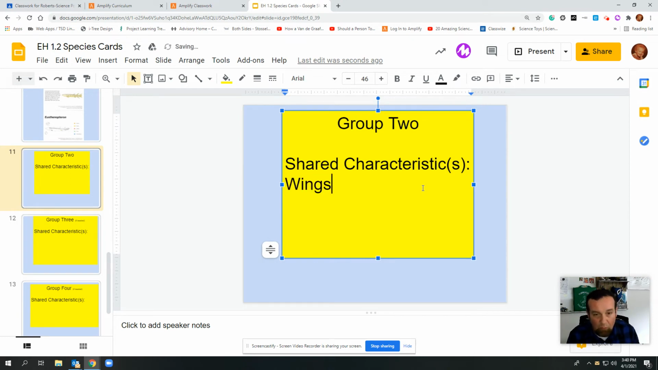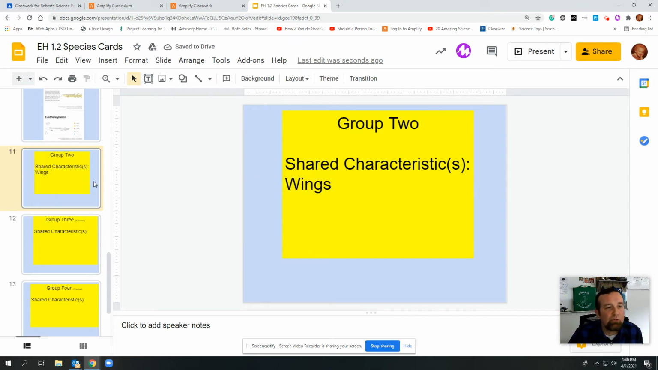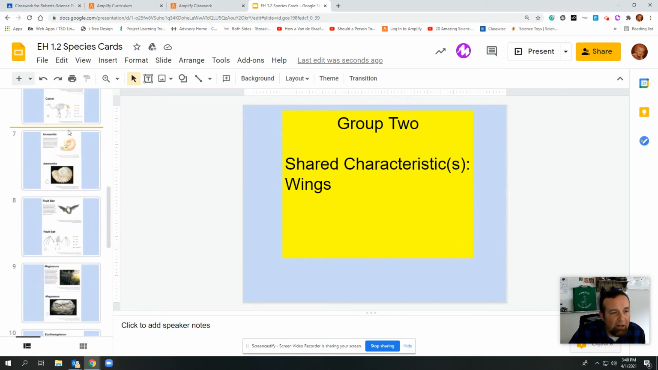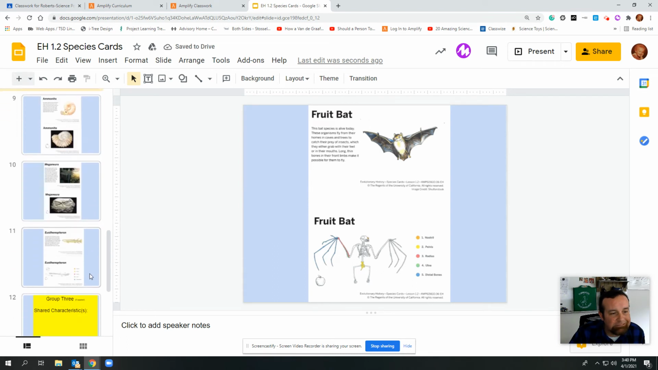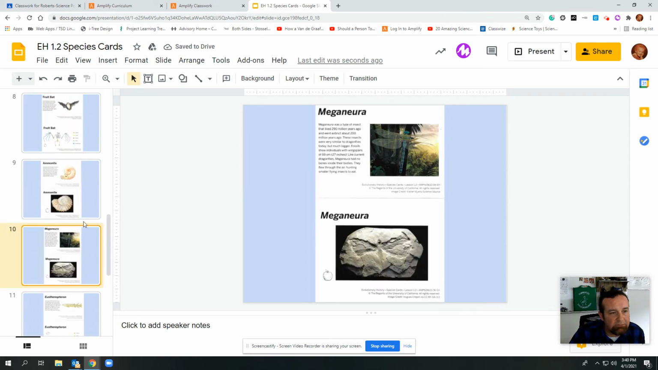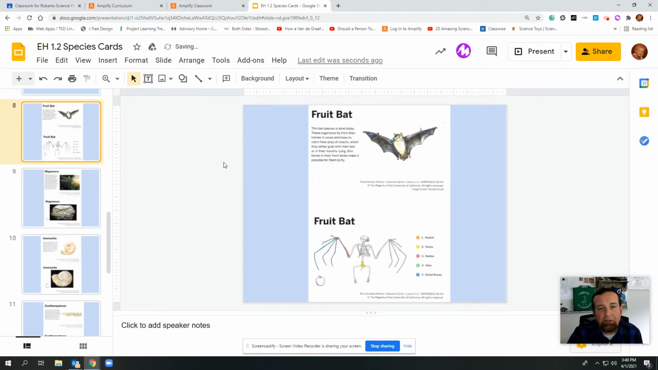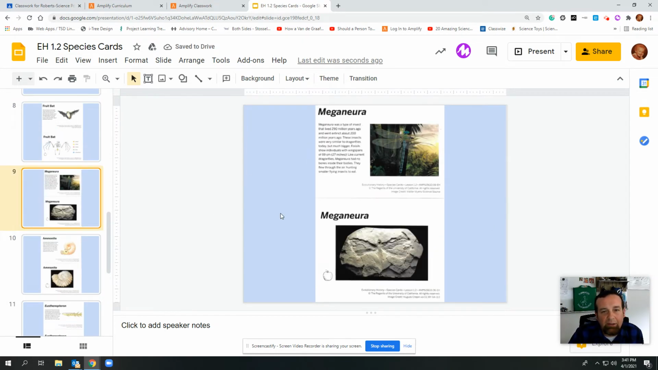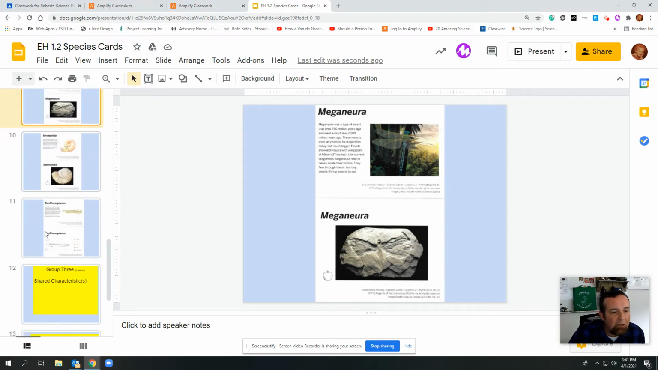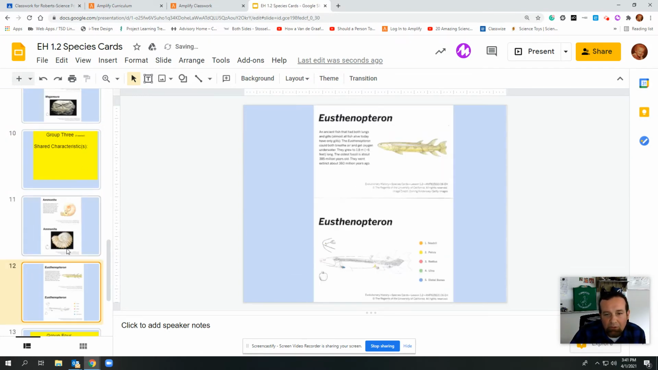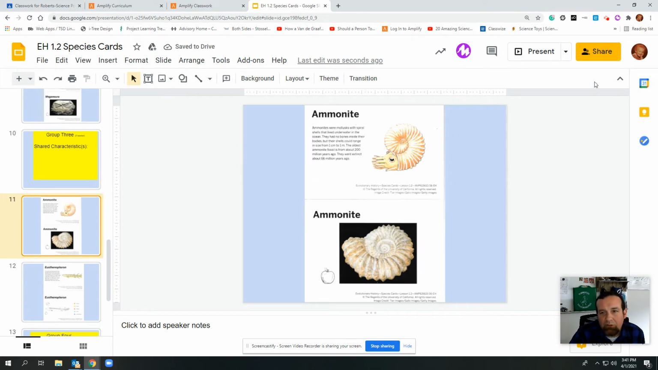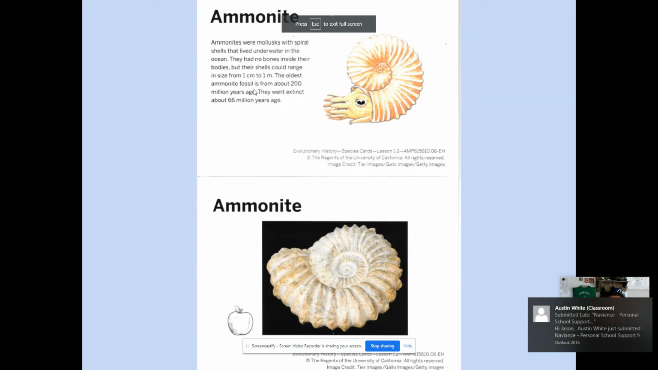So I'm just going to say wings for my group 2. And now I'm going to find any creature I can with wings and put those in there. And so all I have for that is the fruit bat and the Meganeura. Meganeura. Interesting word. And then for my last category, my only other 2, it looks like, are sea creatures. Let's take a closer look. Let's make sure this actually lived in the sea. They lived underwater in the ocean.